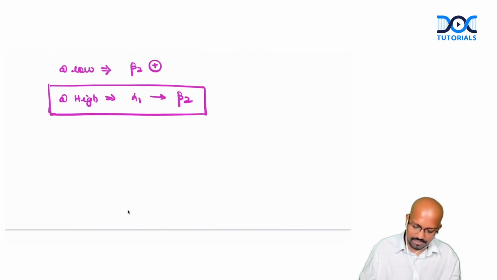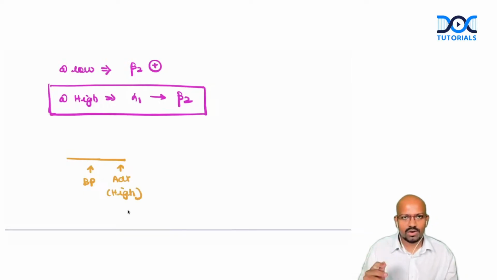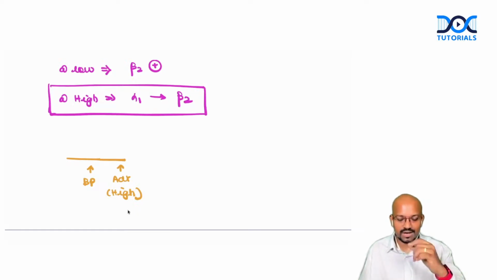So if the same concept is put in a graph format, consider we have the blood pressure. The blood pressure is normal here, and you have administered adrenaline to the patient, at high doses. Now the BP is normal, this is not ECG. If the ECG is a flatline, there's no use of it. I'm talking about blood pressure here. So when the blood pressure is normal, you administer adrenaline at high doses. As we know, initially there will be alpha 1 followed by beta 2.